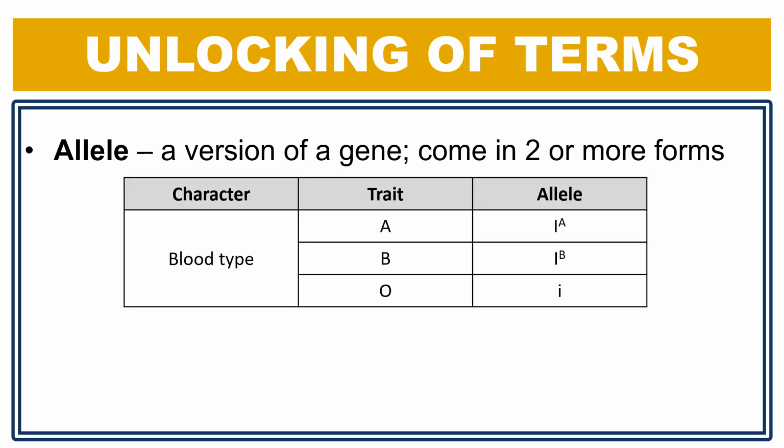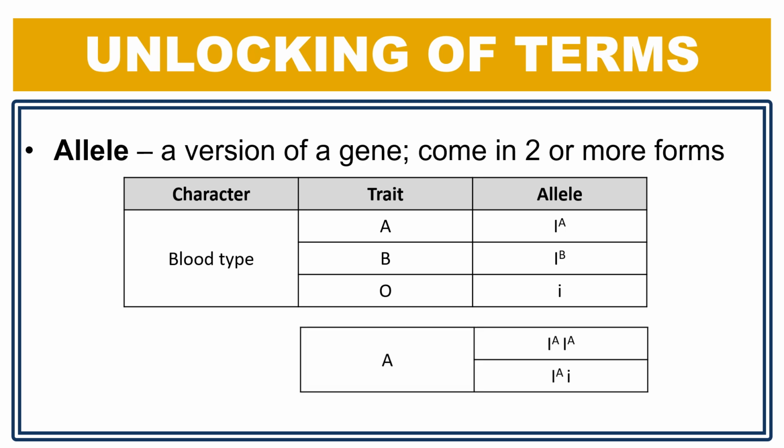Let's take this one as an example. For the character blood type, we have these traits. We have blood type A, B, and O. Of course, we still have blood type AB, but it will be discussed on non-Mendelian genetics further. And the alleles for blood type, we have this one, and this one. We represent the alleles for blood type using capital letter I and a superscript of A for blood type A, and for blood type B, capital letter I, and a superscript of B, and then for blood type O, we have the small letter i.